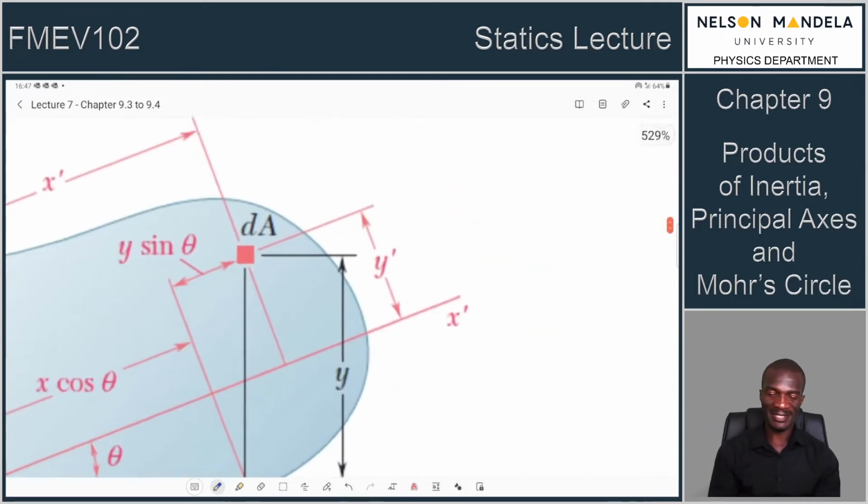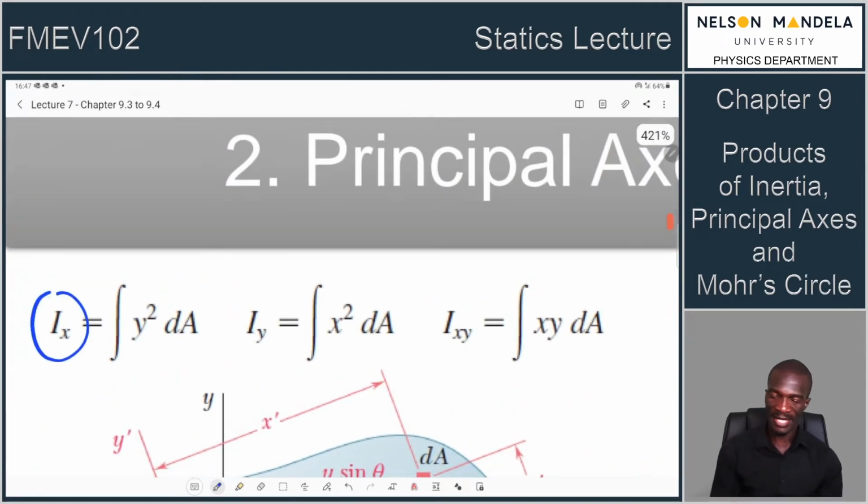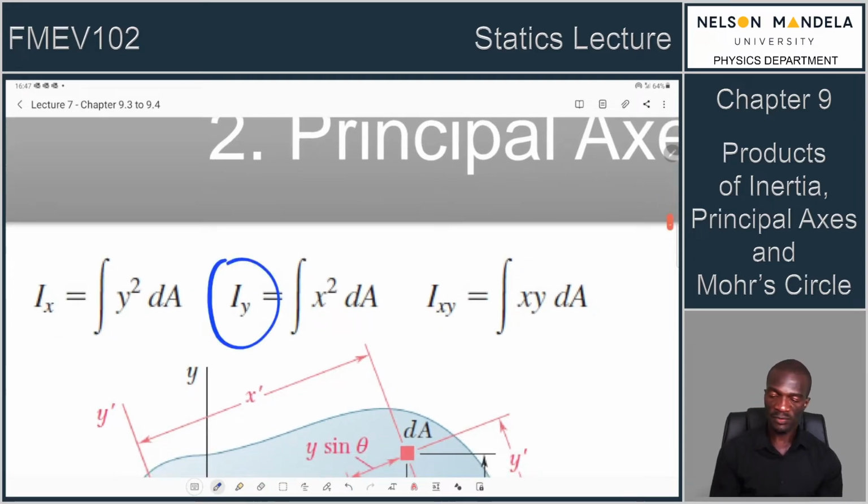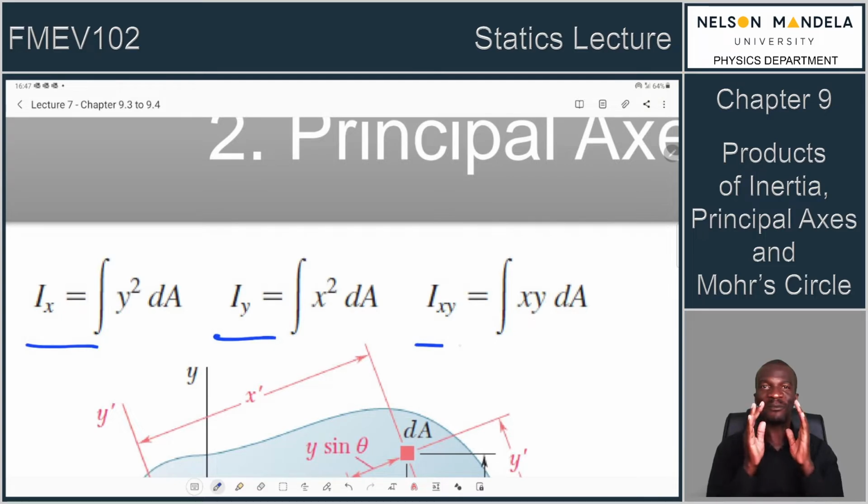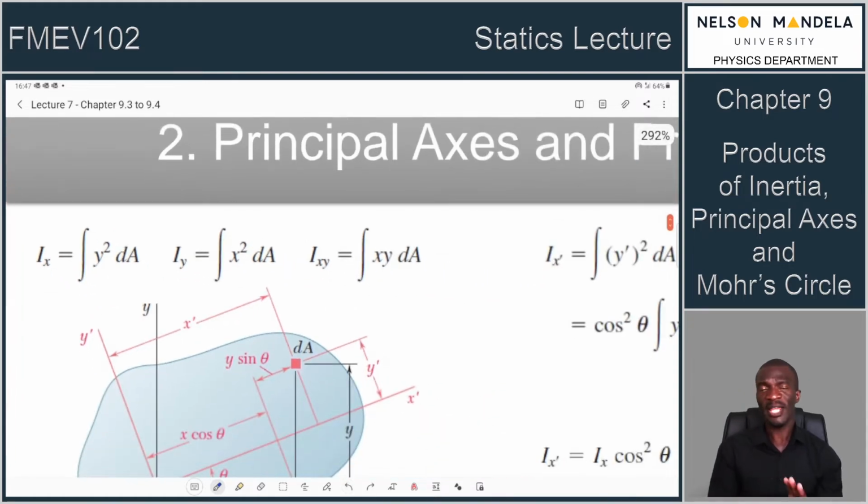We have three tools: a moment of inertia about the x-axis, a moment of inertia about the y-axis, and a product of inertia. The moment you are used to calculating these and you know how to get them, especially now that we'll be using tables, then you are good to go. You can actually find any principal axis and principal moments. However, the stages that you will take are going to be quite mathematically intensive.